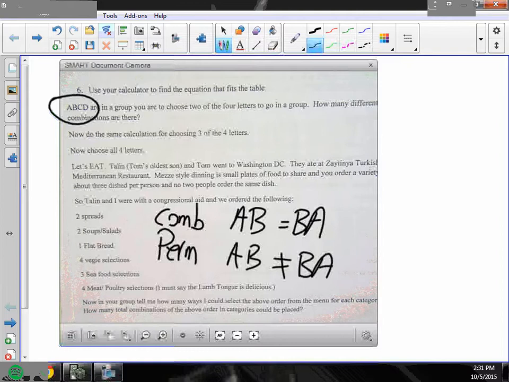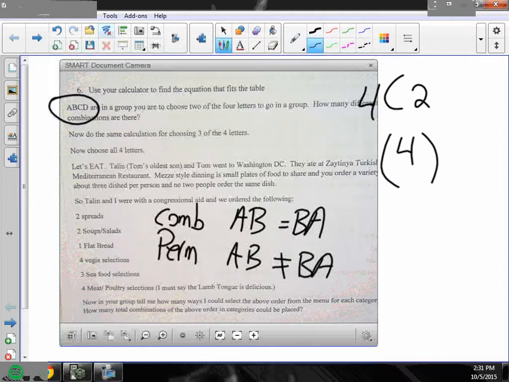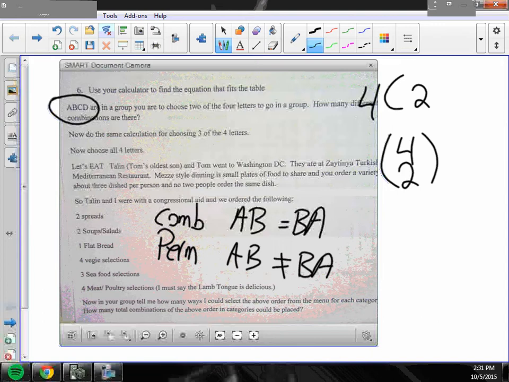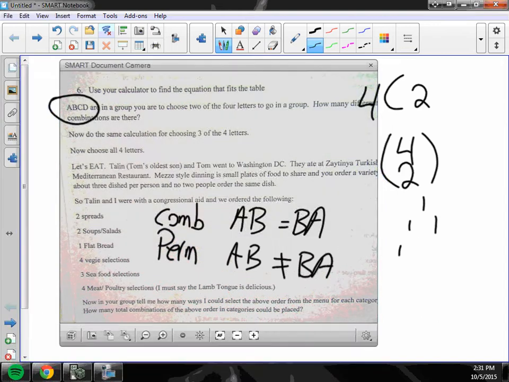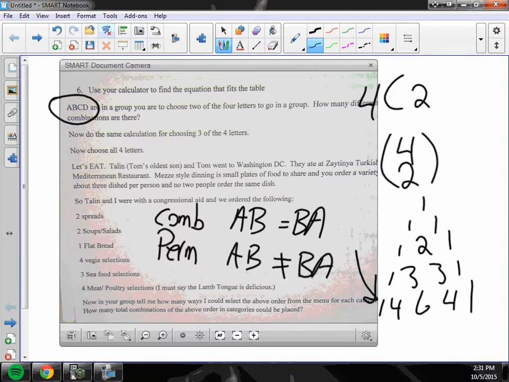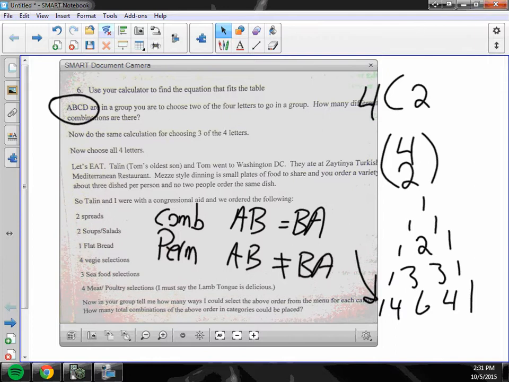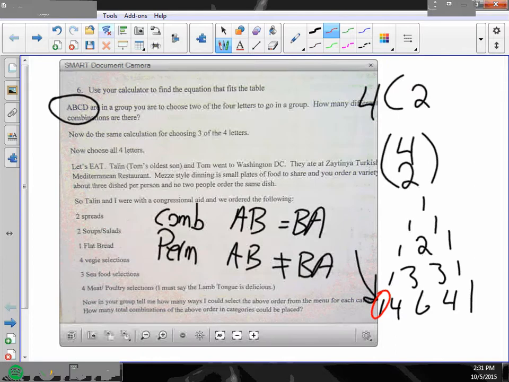So we could calculate it's either 4 choose 2 this way, or it's usually written like this. So 4 choose 2, if you look at the triangle, 1, 1, 1, 1, 1, 1, 2, 1, 1, 3, 3, 1, 1, 4, 6, 4, 1. So this is the row I'm looking at. The first number is 4 choose 0. How many ways are there to choose none of the 4 letters? 1, you leave them all out.